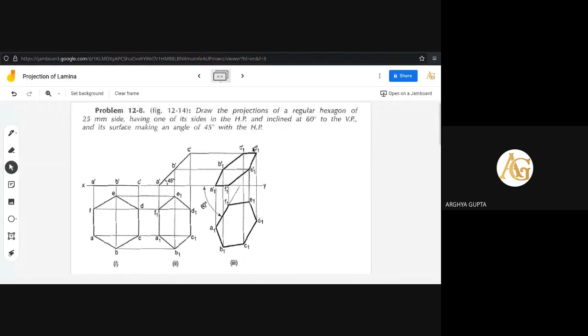So after finding all the points, draw them with thick lines. So A1 dash, B1 dash, C1 dash, D1 dash, E1 dash, and F1 dash. After finding all the points, you need to join the points with straight lines. So hence that reduced shape of the hexagon, which is inclined to both VP and HP, has been found.